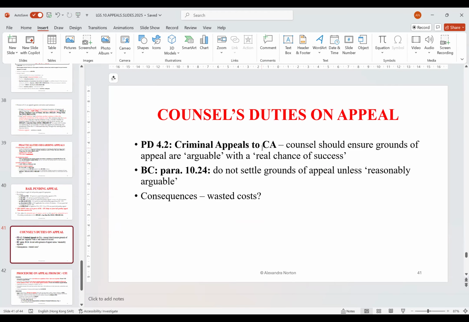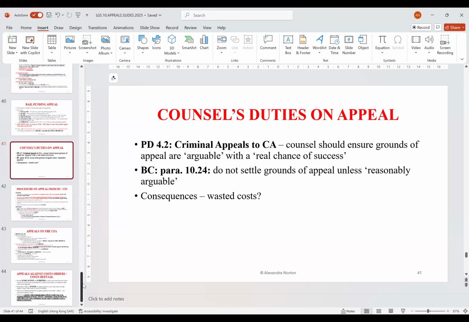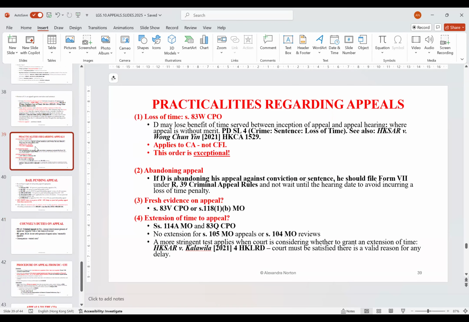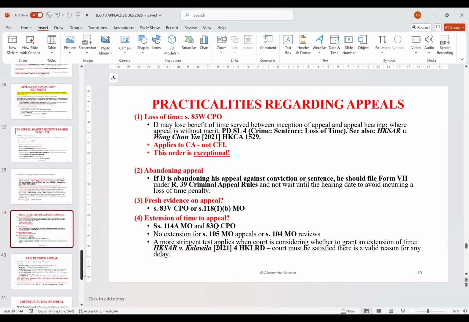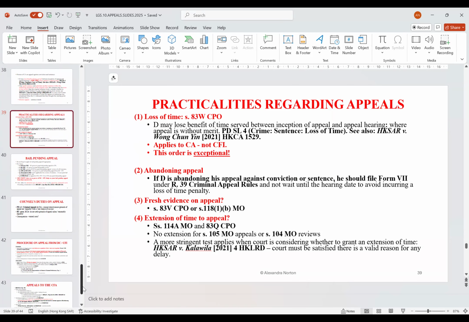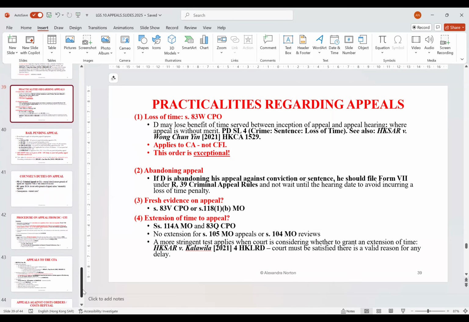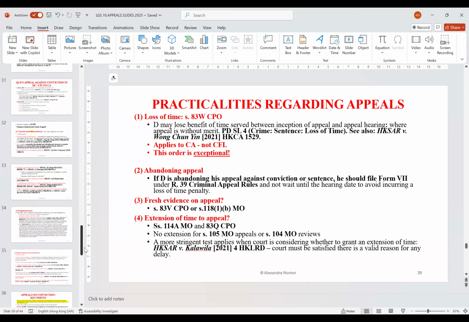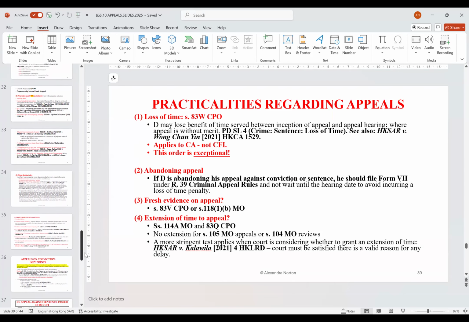Counsel's duty: it is very unethical to settle grounds of appeal that do not have a reasonable chance of success. You would likely have wasted costs imposed against you at trial. And by the way, a tip for your exams. I will think of where to put this in the slides after the lecture, and I will upload a slightly revised version of these slides because something occurred to me as I was going through grounds of appeal.